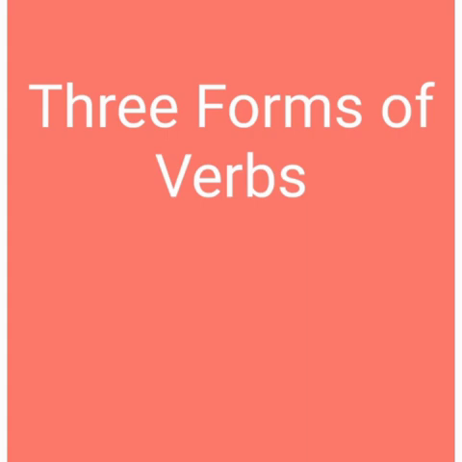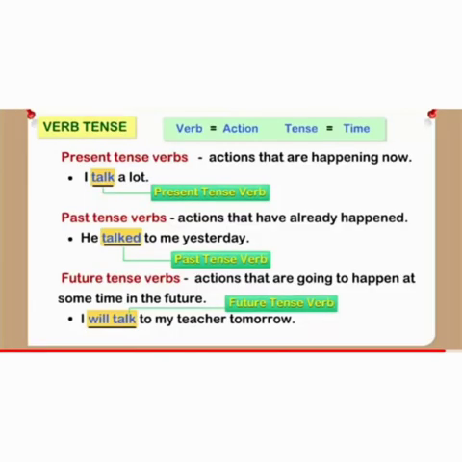Before we go further, to learn three forms of verb, we must know verb tense. Verb means action and tense means time. Verbs change depending on what time you are referring to. For example, present tense verbs. These are the actions that are happening now. For example, I talk a lot. Talk shows present tense verb.